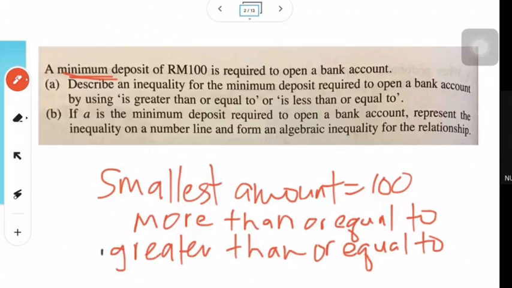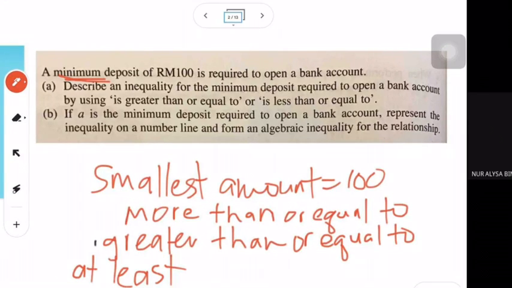What are other words to represent minimum deposit 100? At least, boleh tak? Boleh. So these are among the words that you can use to describe smallest amount or minimum amount. Cuma satu lagi yang cikgu nak highlight is that more than, yes, but sometimes you must be careful. You must think of whether the amount 100 is included or not.